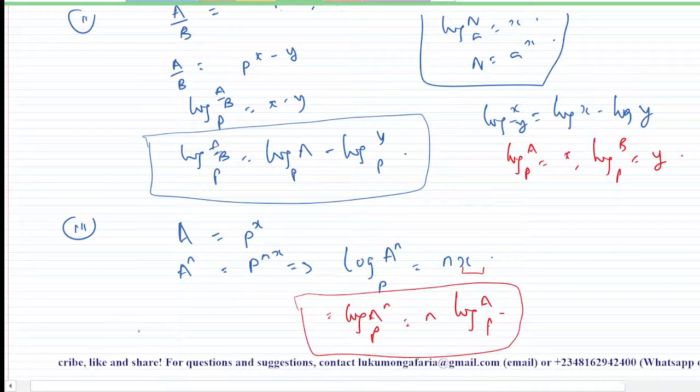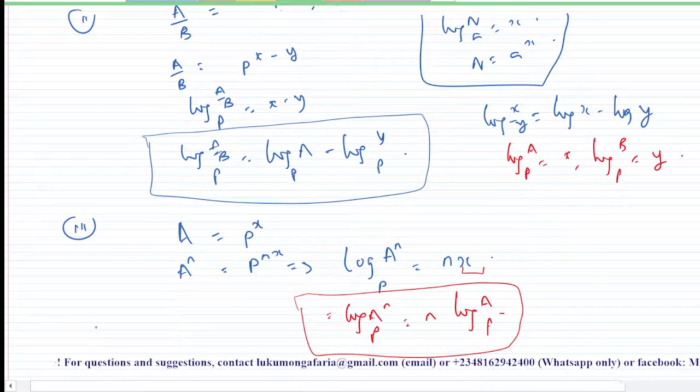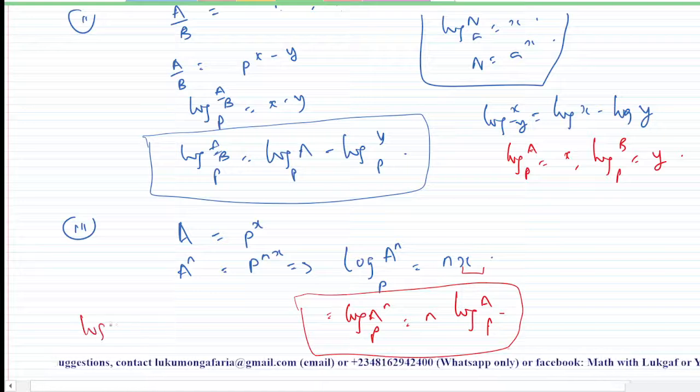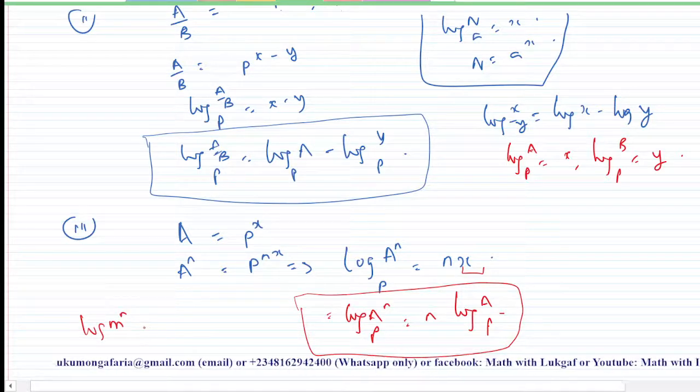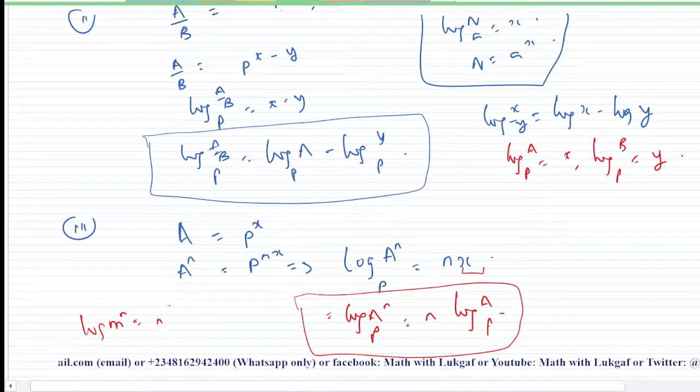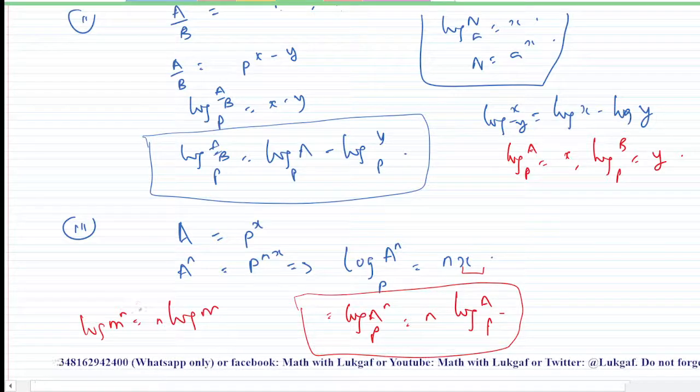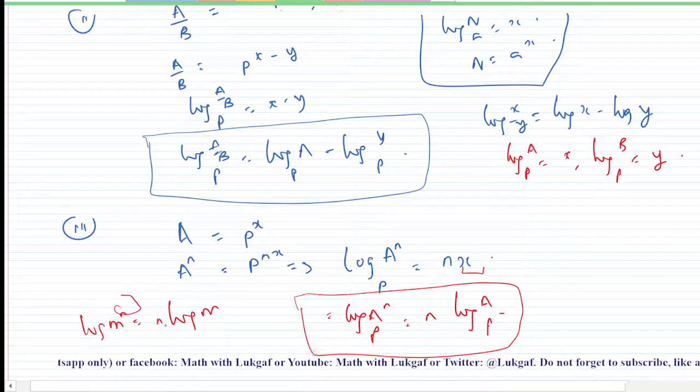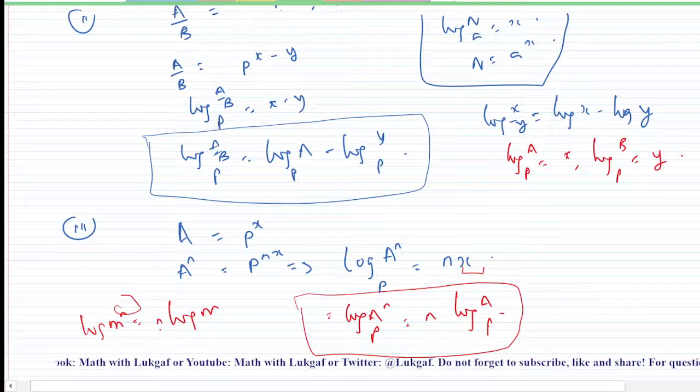For example, if you are working in a common logarithm where your base is 10 and you have log m raised to power n, you don't need to stress yourself. Then you are going to have n log m. Just bring down this power, bring it here. So that's what you are going to have.